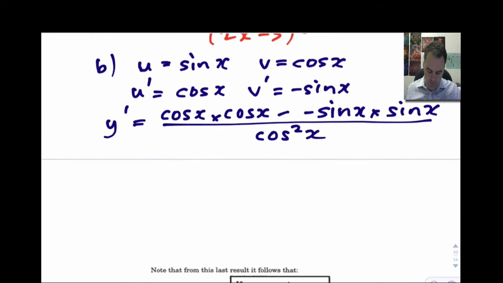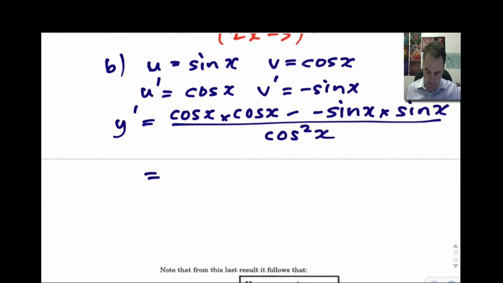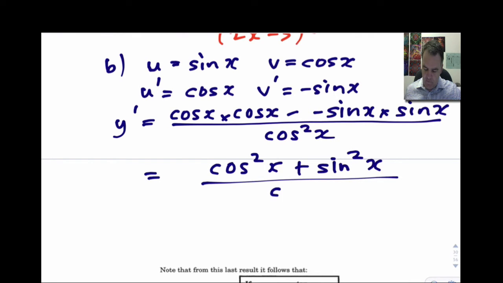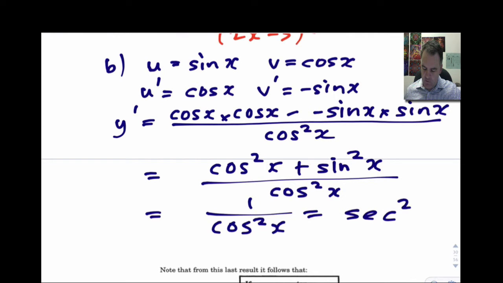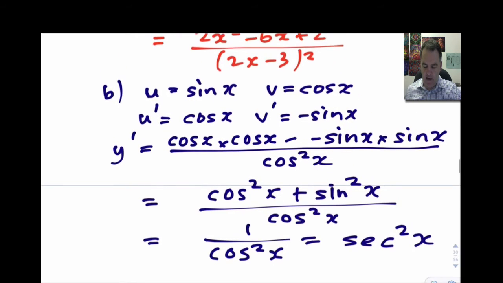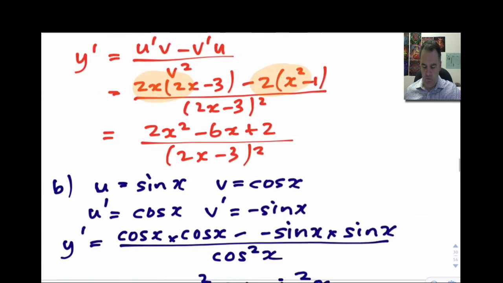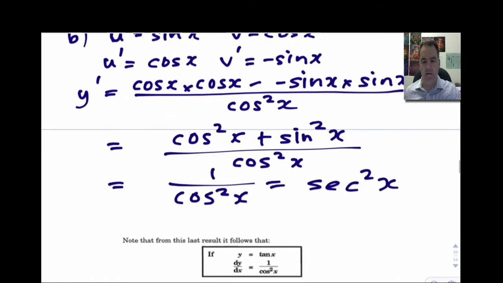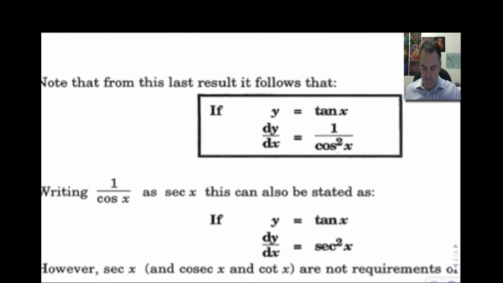Cool. So on the top line you can see that we get cos squared x minus minus gives us a plus sine squared x over cos squared x. And we know the identity that the top line there is just 1. So that's 1 over cos squared x, which we know better as sec squared x. So the derivative of tan of x, which is sine over cos, we just use the quotient rule to show that that is sec squared x. Okay.